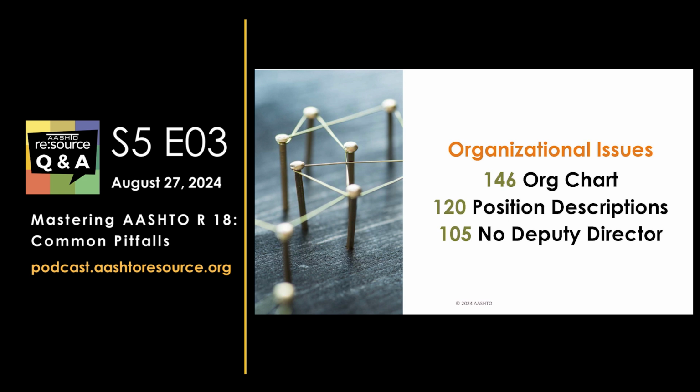Okay, for organizational issues, we've got 146 findings on the org chart, with 120 findings on position descriptions. So with the org charts, why does it matter that that's accurate and up to date? And why should the laboratories care about that? There are a couple of reasons why.